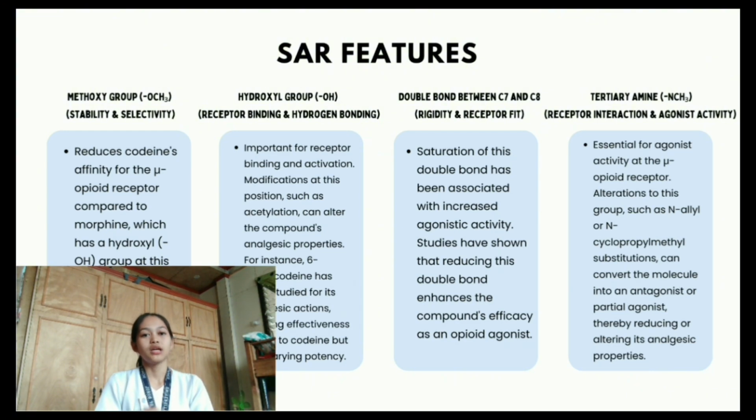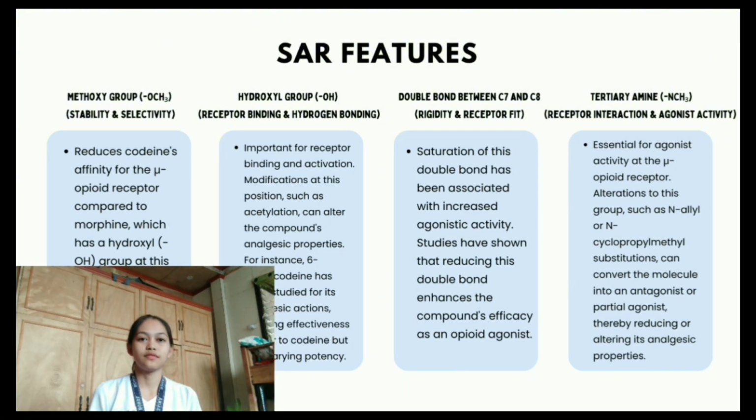And then the tertiary amine, NCH3, for receptor interaction and antagonist activity. The tertiary amine group is crucial for mu-opioid receptor activation, influencing the agonist or antagonist activity. Modification to this group, such as adding an N-allyl or N-cyclopropylmethyl substitution, can convert the molecule into an antagonist or partial agonist. This means that altering this structure could reduce or completely block the analgesic properties of the drug, which is a strategy used in opioid antagonist development.